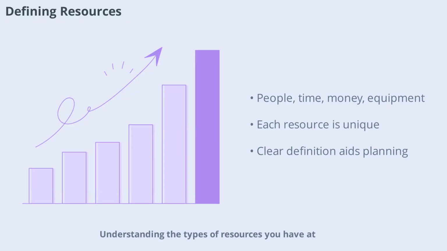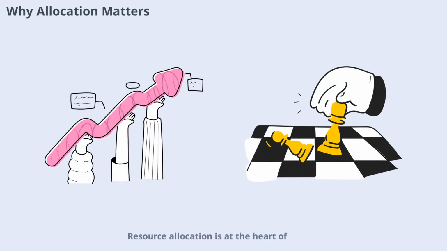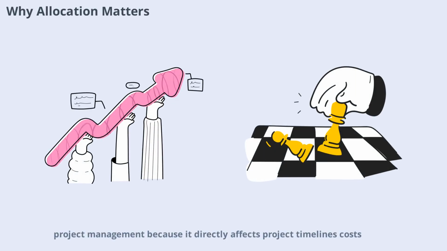Understanding the types of resources you have at your disposal is the first step in effective allocation. By clearly defining your resources, you can better plan, prioritize, and adapt as your project progresses. Resource allocation is at the heart of project management because it directly affects project timelines, costs, and quality. Poor allocation can lead to missed deadlines, budget overruns, and team burnout. On the other hand, smart allocation helps you make the most of what you have, keeps your team motivated, and increases the chances of project success. By understanding the importance of resource allocation, you set the stage for more strategic decision-making throughout your project.